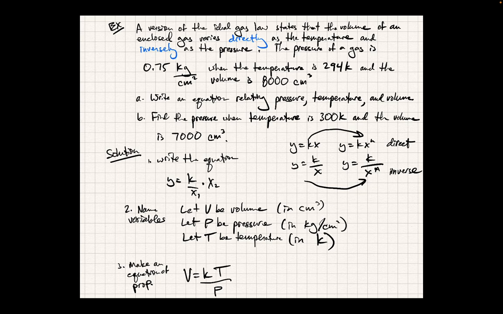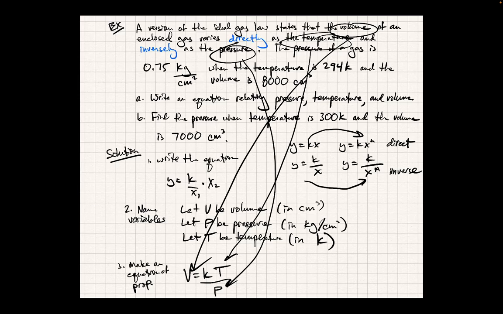So I got these from volume varies. So I'm going to put volume on the left-hand side of the equation. I always have a constant here. Directly as the temperature, so temperature is the direct part. Temperature is the numerator because it's direct, and then pressure is in the denominator because it's inverse.